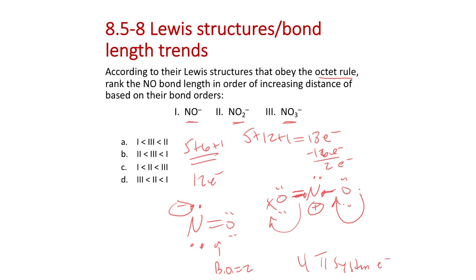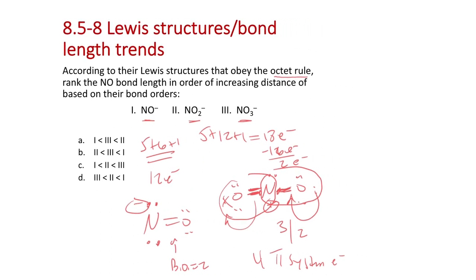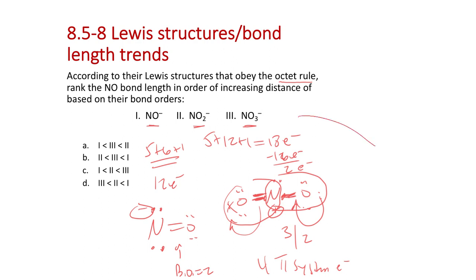So I have 1, 2, 3 bonding pairs of electrons spread across the 1, 2 connections of the atoms. So bonding pairs, count the lines, and then bonds, count the connections between the atoms, the 2 NOs. So 3 halves bond for NO2 minus, and then NO3 minus, 5 plus 18 plus 1 is 24 electrons.